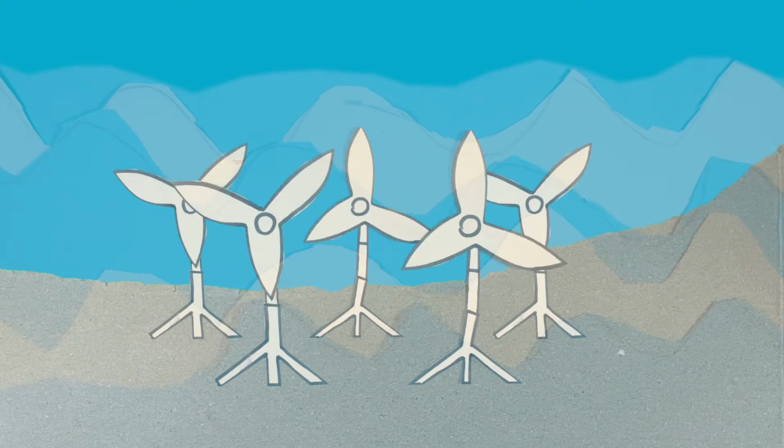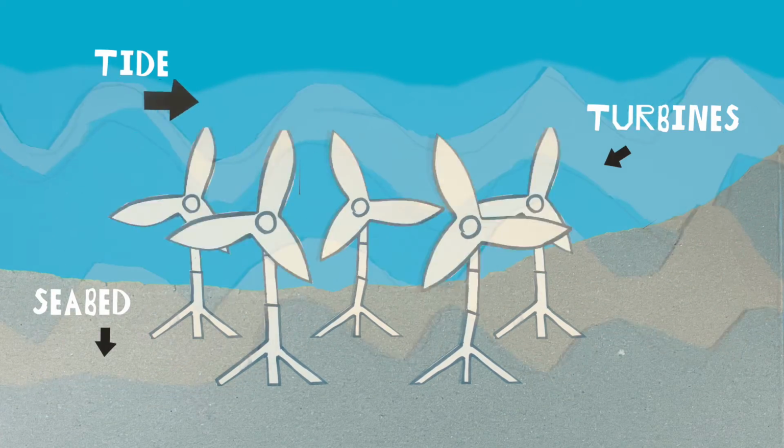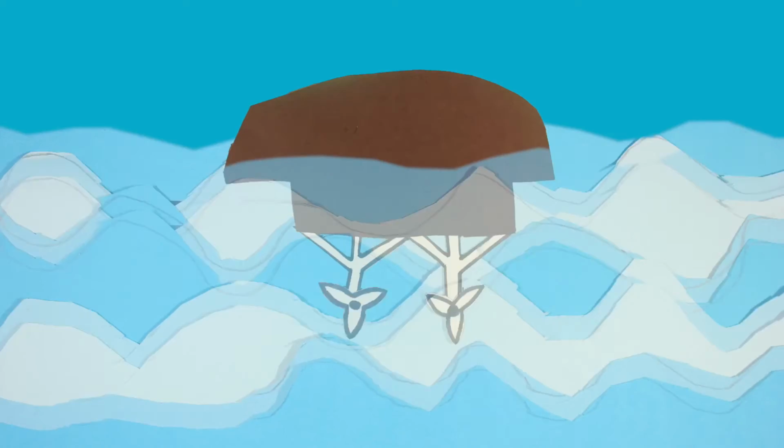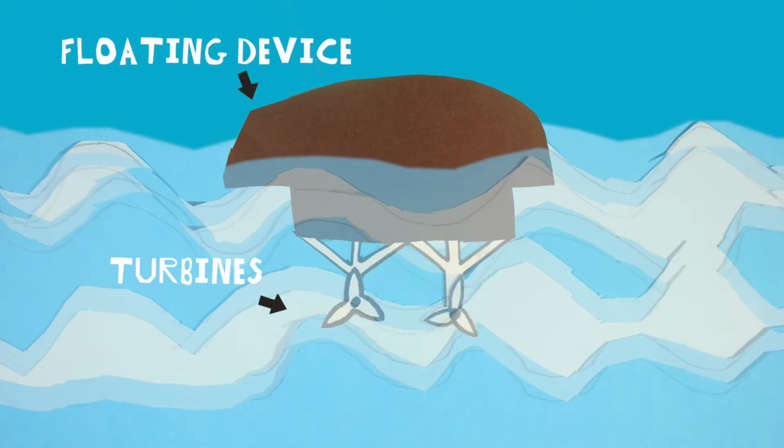What is tidal stream energy? Tidal stream devices capture kinetic energy from underwater currents caused by the tide coming in and out. It is converted into electricity by turbines below the water surface, attached to the seabed or from a floating device.